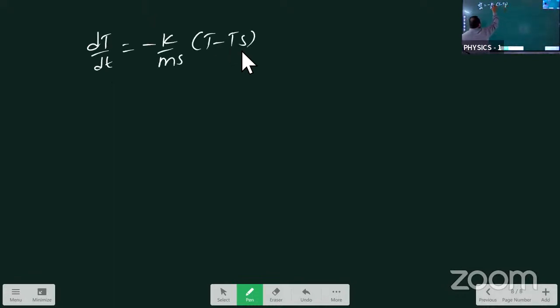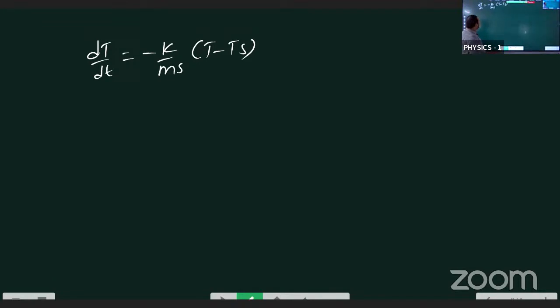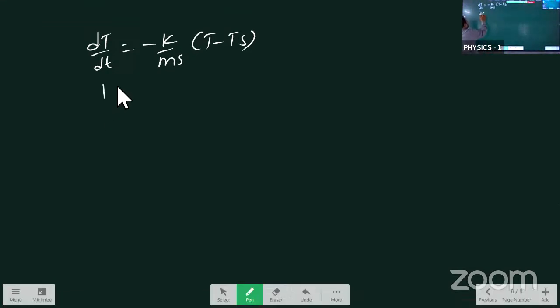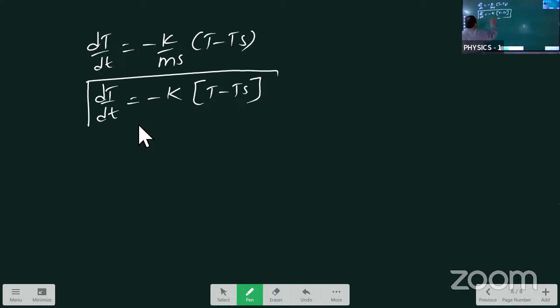So we are writing like this. Constant by constant into constant, whatever we do, again a constant comes. dT/dt equals minus k into (T minus Ts). This is our second equation.